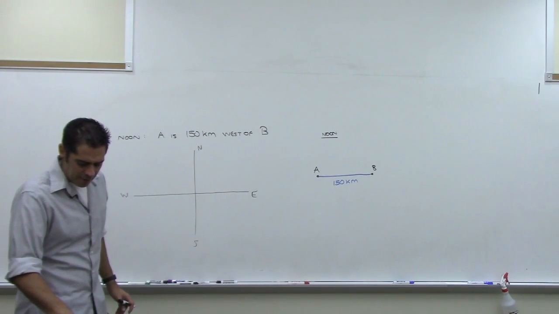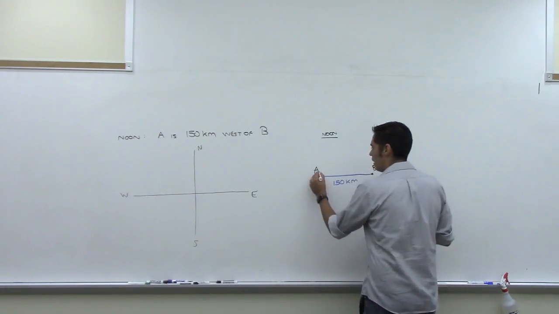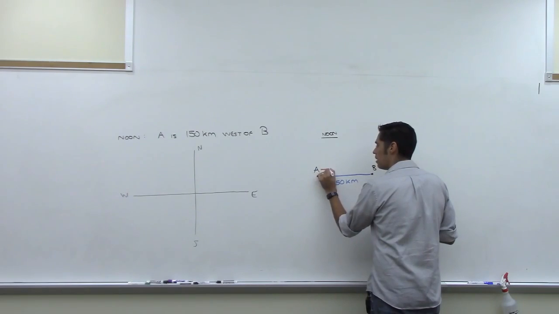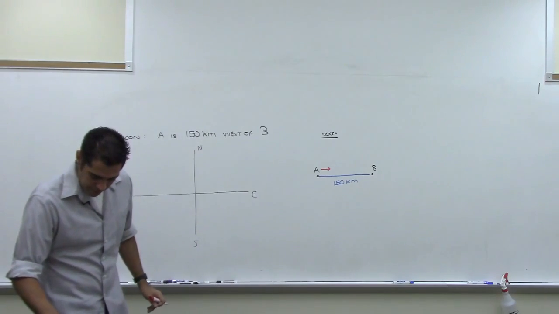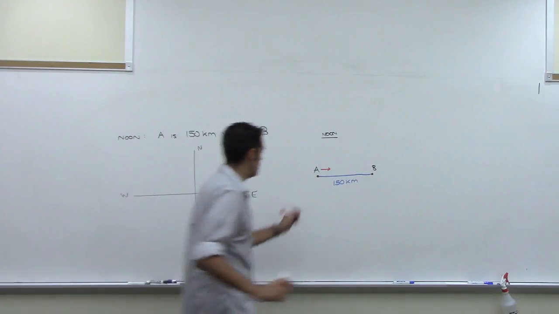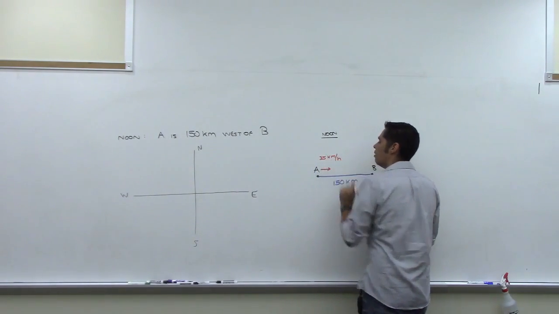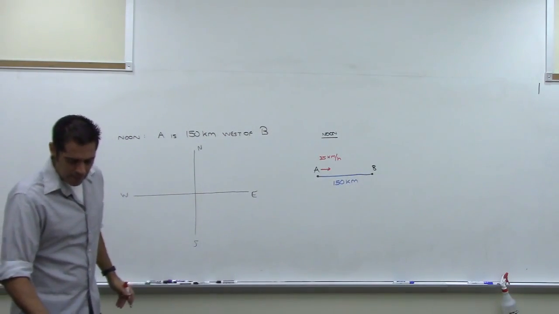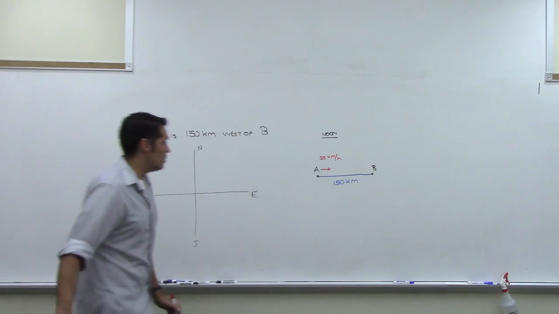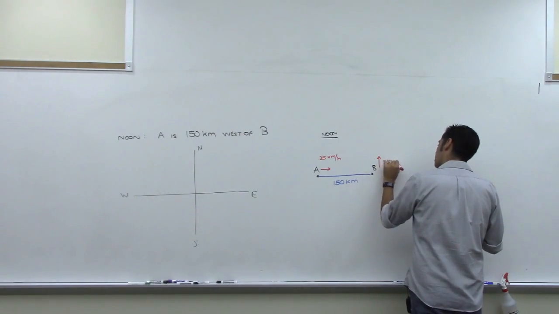Ship A is sailing east at 35 kilometers per hour. So this ship right here, A, is sailing east. It's going in that direction at a rate, so that's a derivative, of 35 kilometers per hour. So I'm just going to put that above here. I hope that comes out on camera. Ship B is sailing north at 25 kilometers per hour. So this ship is sailing north at 25 kilometers per hour.